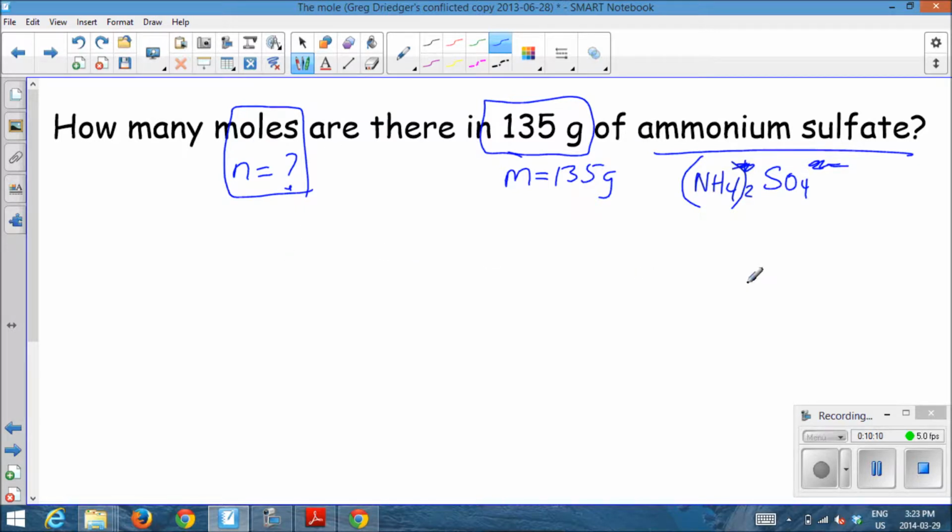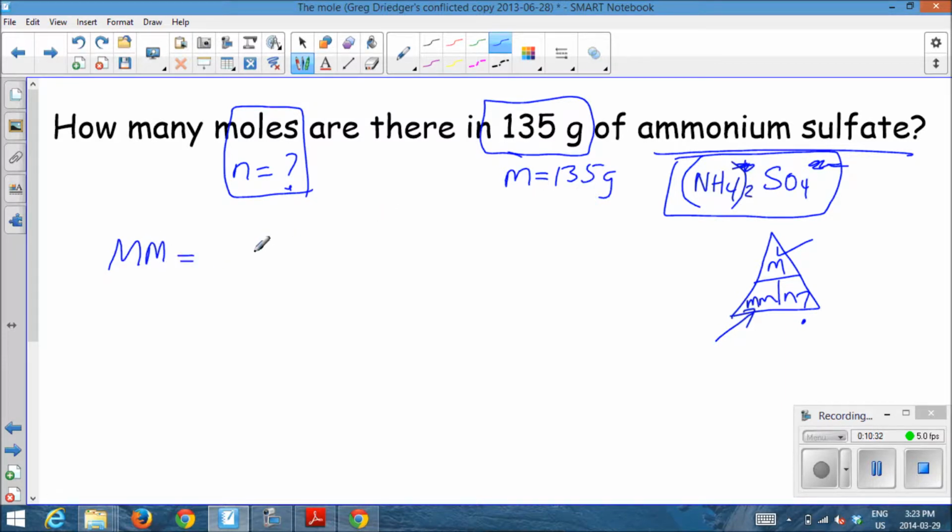Well, if we look at our dummy triangle here quickly, molar mass equals mass over moles. We have our mass. We want to find our moles. That means we need our molar mass first. So I need my molar mass of this substance. That's a little bit difficult. Let's quickly look at it and determine what atoms we have present. Well, I have 2 nitrogens because that multiplies in there, plus 8 hydrogens, plus 1 sulfur, plus 4 oxygens. Okay, that's an O, that's not a 0.